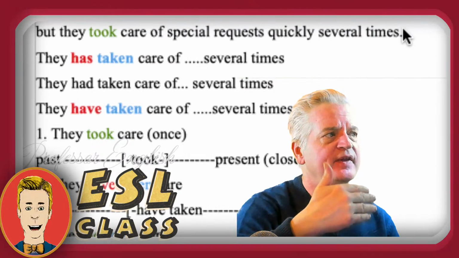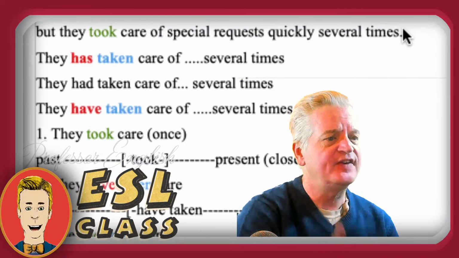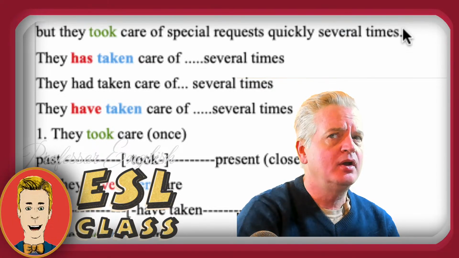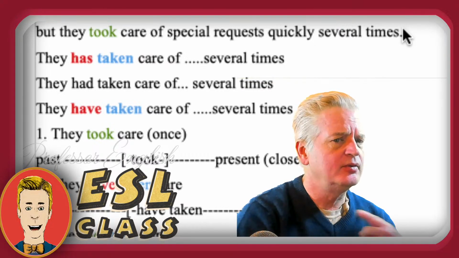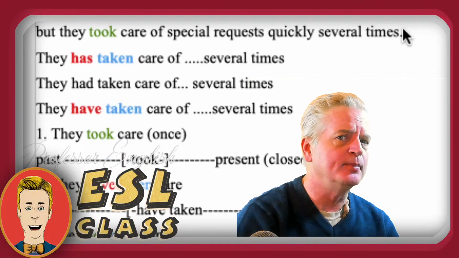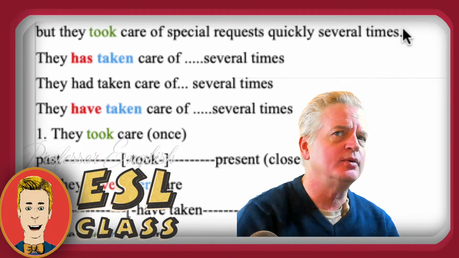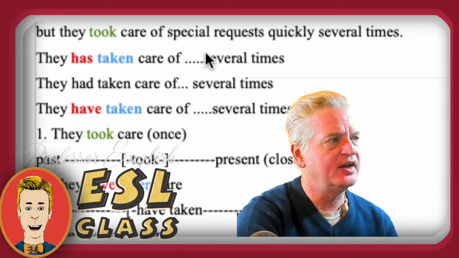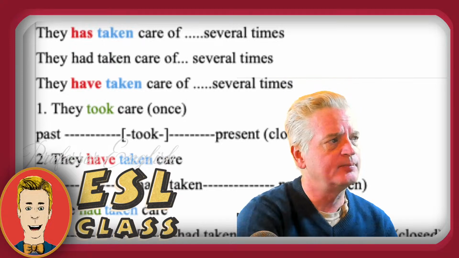If you tell me they took care of, that's finished, that's done. There's no connection to now. But they're repeating the action even more than once, several times. So it seems possible that they will probably continue doing this. It's very likely that they will continue taking care of special requests, and that's why have taken care of is a better option.